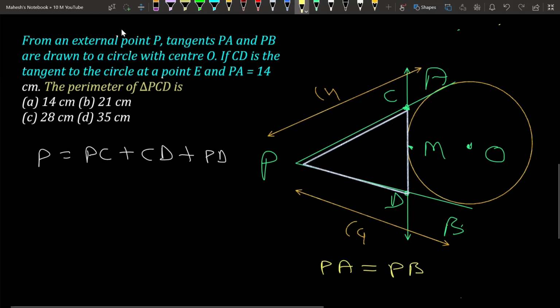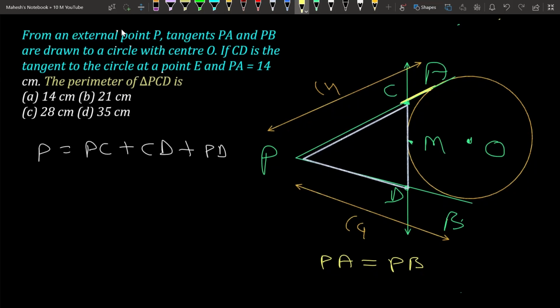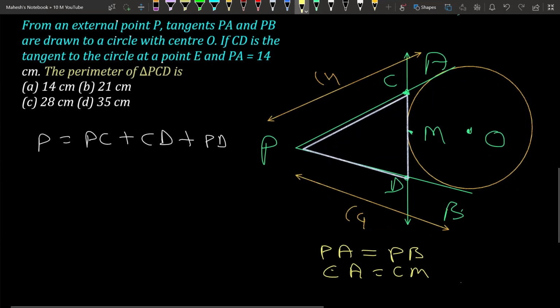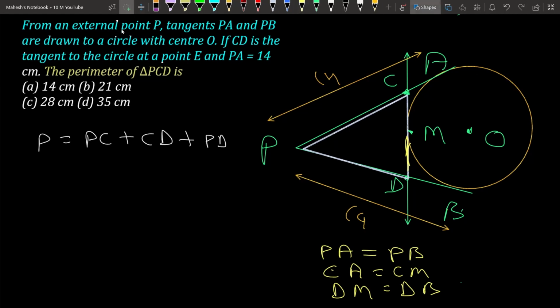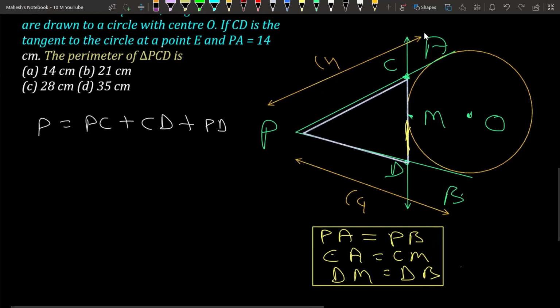But you can see further that even AC and CM, they are also tangents from the same exterior point. So I can write the length CA is equal to CM. And there is one more that you can see here, that is DM is equal to DB. For the same reason, DM is equal to DB. And these are from the property that tangents from the same exterior point are equal.